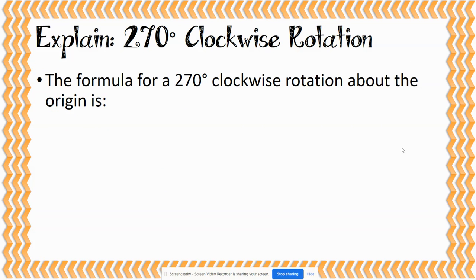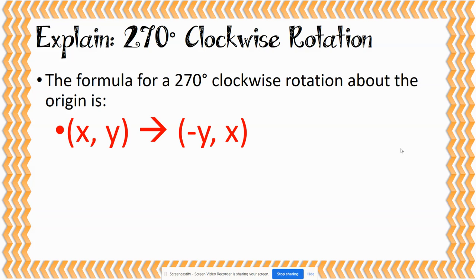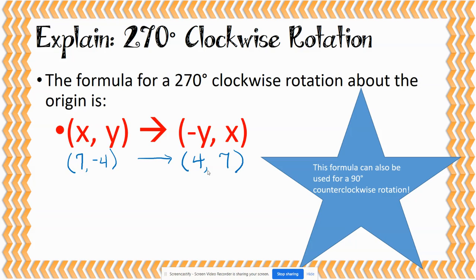Now our final rotation that we're going to look at is a 270 degrees clockwise rotation. That formula does again require us to flip x and y, and this time y becomes its opposite and x stays whatever it was. So if I had a point that was (7, -4), then it becomes the opposite of y, so -4 becomes +4, and then whatever x was, which was 7. So this one would become (4, 7). Remember that a 270 degrees clockwise rotation is the same as 90 degrees counterclockwise.